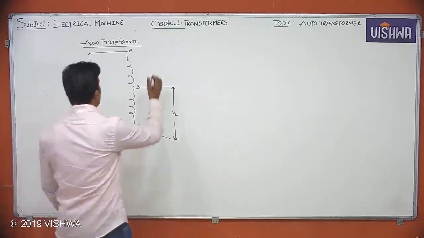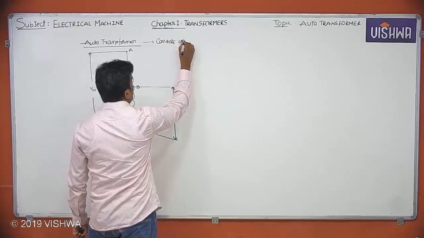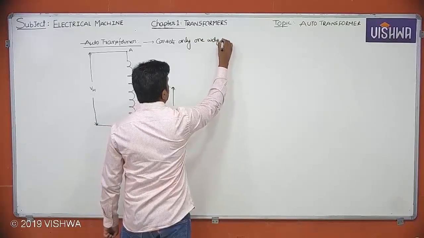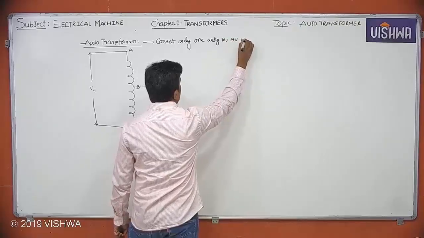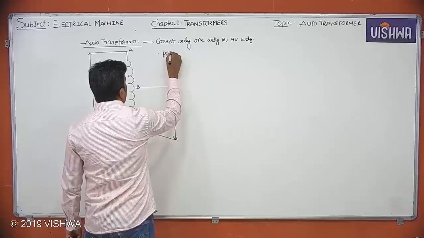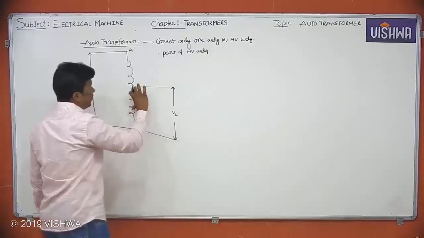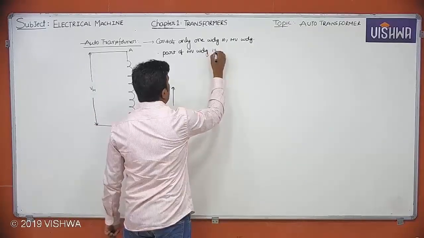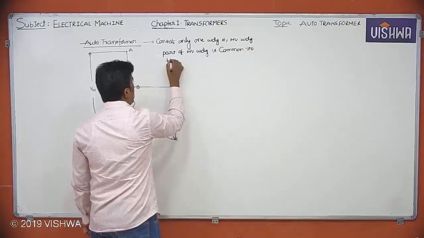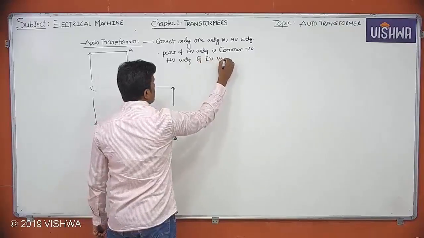So simply I can say that an auto transformer consists of only one winding, that is the high voltage winding, and some portion of the high voltage winding is common to the high voltage section and the low voltage winding section.